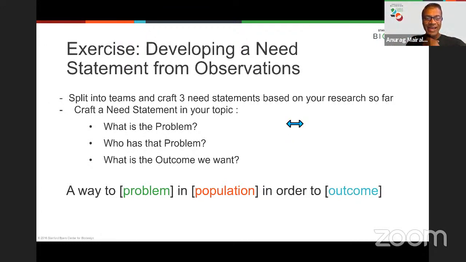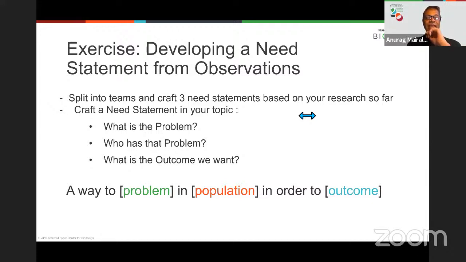A way to address hand hygiene in healthcare workers. Okay, so you've got healthcare workers as the population, hand hygiene as the problem, in order to reduce hospital acquired infections. That's a really good, well-written need statement. Kalpit, you must be an experienced biodesigner. I'm kidding, but that's actually a well-written need statement.